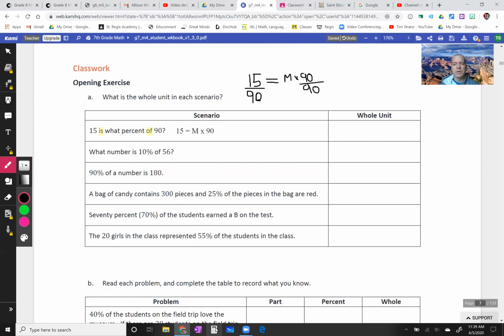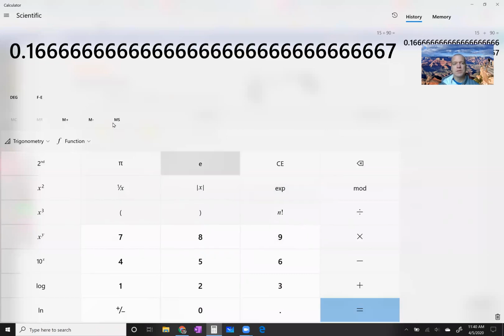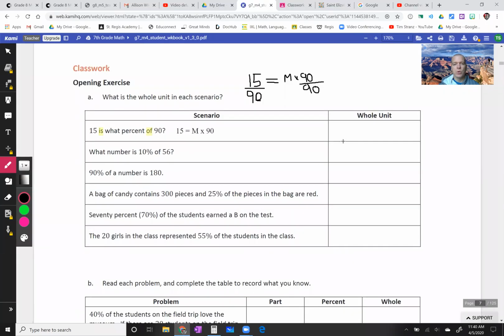I'm even okay if you use a calculator for this part, because I'm just going to do 15 divided by 90, and it tells me I get 0.16 repeating. So if I move this over twice, 1, 2, what's my percent going to be? Roughly 16%. Okay? So the whole unit, you can just put roughly it's 16%. Okay? Let's look at the next one.